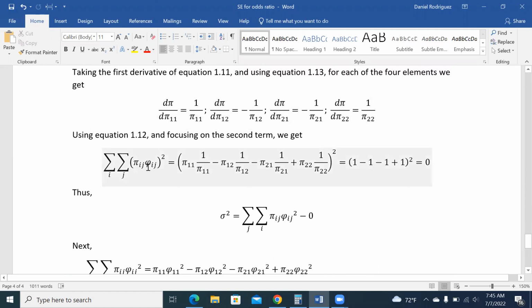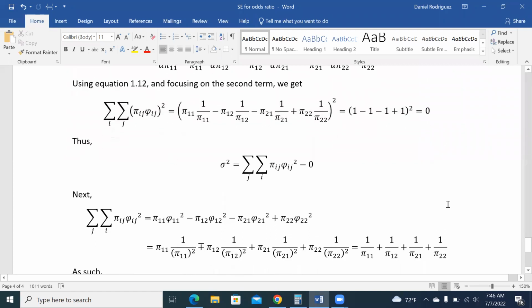This first term, you take the derivative and you multiply it by pi ij. So basically all these terms are going to be 1. Pi 1, 1 times 1 over pi 1, 1. It's 1 minus pi 1, 2, multiplied by 1 over pi 1, 2, that's 1. So you get 1 minus 1, so this is positive, this is negative, 1 minus 1 minus 1, plus 1 squared is equal to 0. So we don't really need that term, we eliminate it in its entirety.